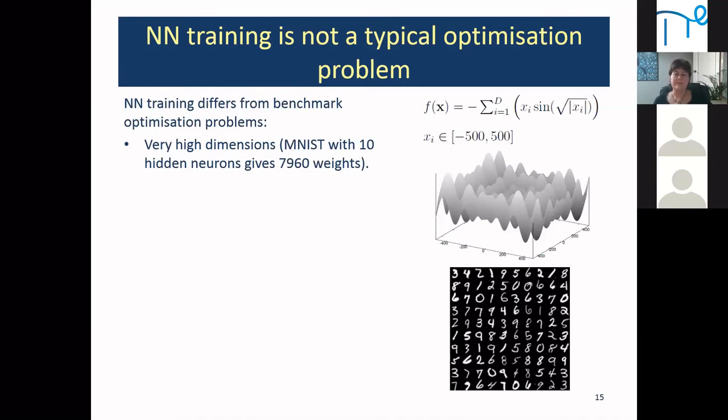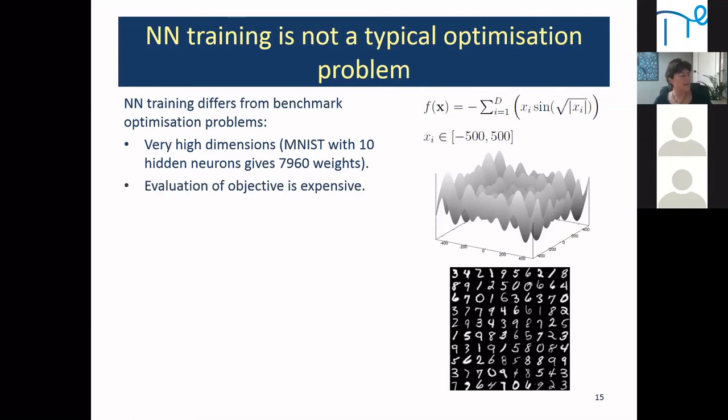which is a common benchmark used for neural networks. Now, MNIST is kind of a simple problem in the neural network community, and if we only use 10 hidden neurons in a network, which is not a big network at all, it's a small network, that will give us 7,960 weights. So just that simple problem has a search space of close to 8,000 variables, which is something we don't normally deal with in the evolutionary computation community. So I'm saying that neural networks are different because they're so high dimensional.